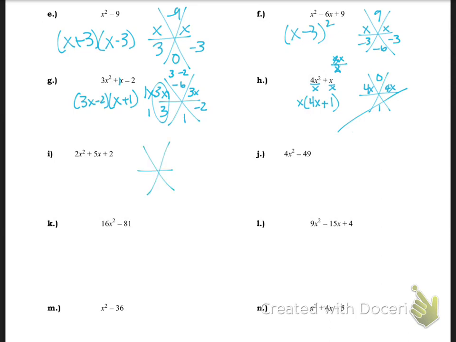Okay, a times c, so 2 times 2, we got 4. 5, front guy, so 4 and 1, so my 2x plus 1 is good. I'm going to divide this other side by 2, so it becomes a 1x, it becomes a 2, so x plus 2.